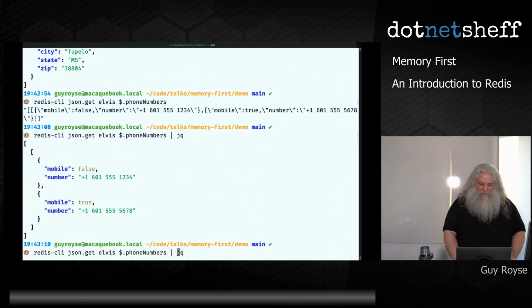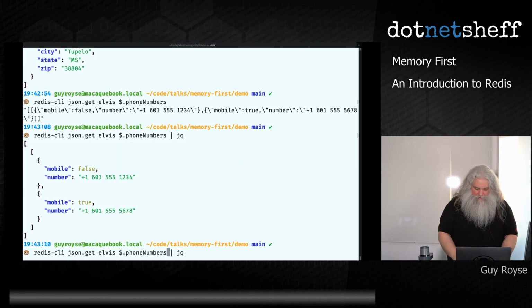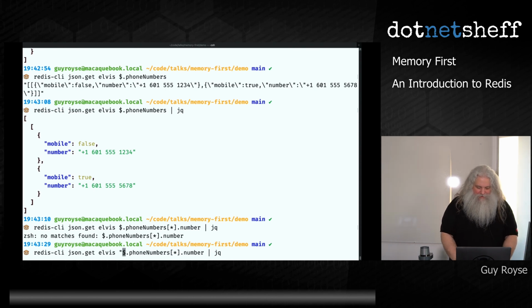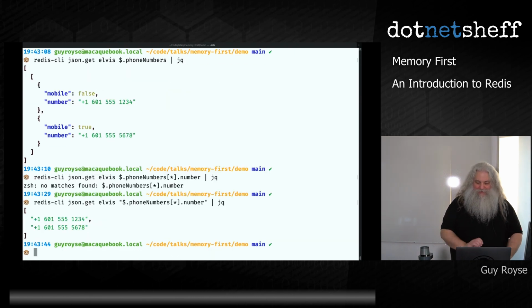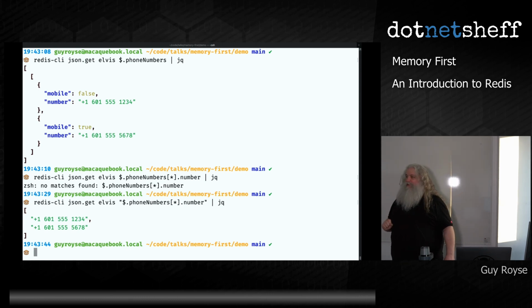But if I wanted to get actually just the phone numbers and not whether it's mobile or not, but just the number itself, I could say phonenumbers sub star dot number. Whoops. What did I do wrong there? Oh, so there's a star in the command, and the command line picks that star and doesn't like it, so you've got to put quotes around it. Because star means something special from the command line. So that gives me just an array of the phone numbers.